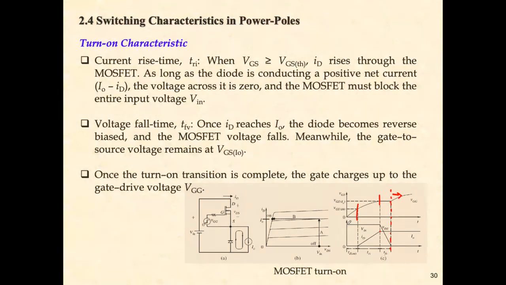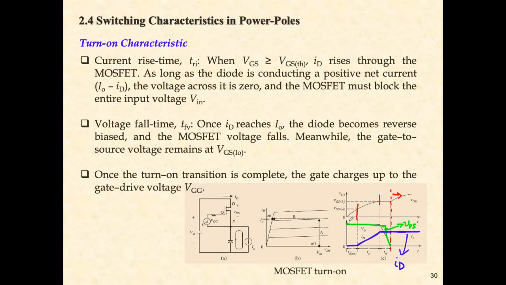Green for this one. This is VDS. And then ID. So at the very beginning, ID is equal to 0, because initially the MOSFET is off. So ID would not drop to 0 when we talk about the turn-on characteristics of the power pole.